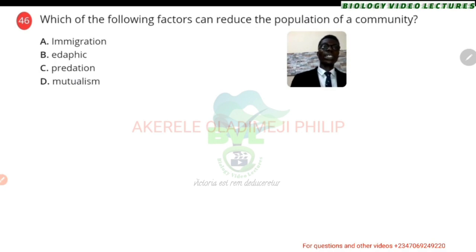Which of the following factors can reduce the population of a community? Can reduce. That's predation. When they are being eaten and killed by other organisms, in no time they will end up dying out and probably going extinct if care is not taken.